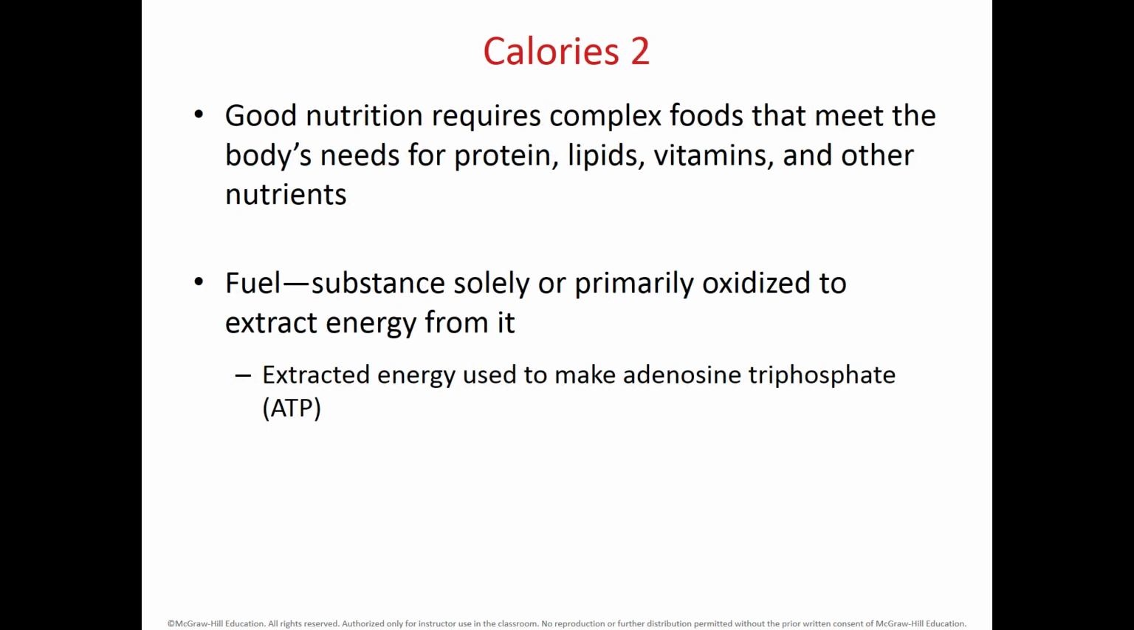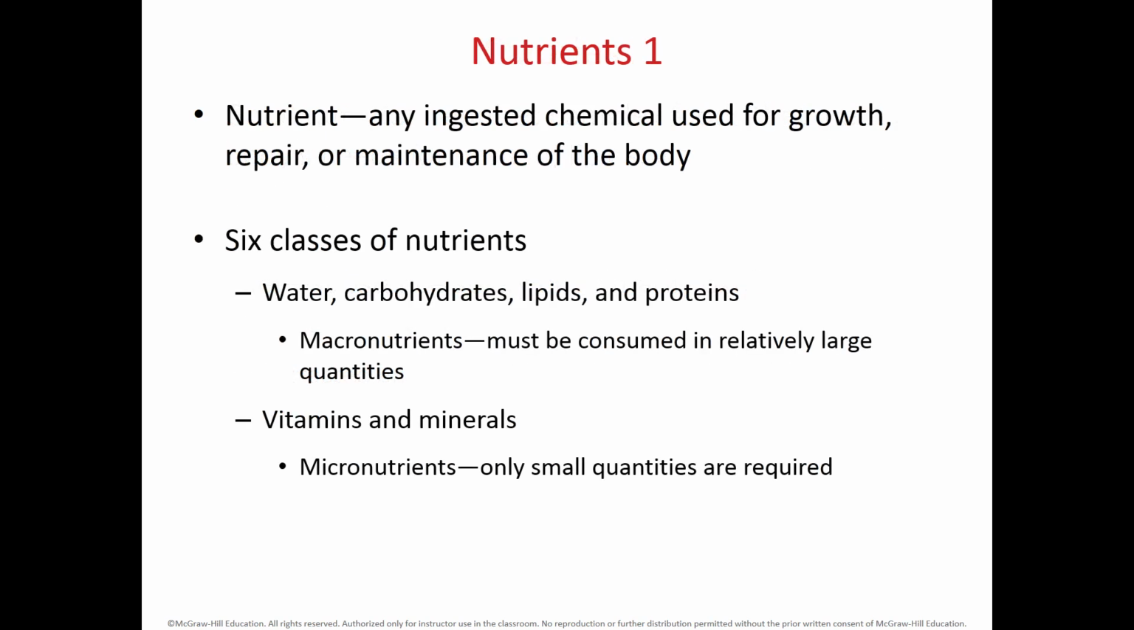So in order for us to have good nutrition, we have to have a balance of the amounts of protein, lipids, vitamins, and other nutrients that meet our body requirements. Body requirements vary according to your age, your gender, your physical activity, your physiological state. And we use the structure out of these nutrients to meet our needs in order to make ATP.